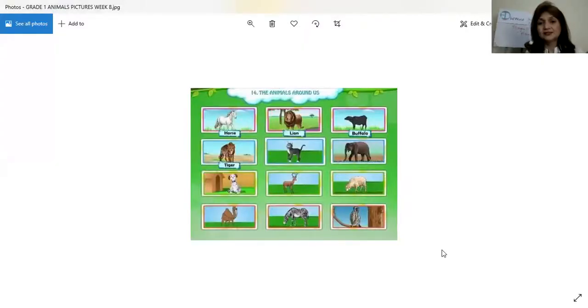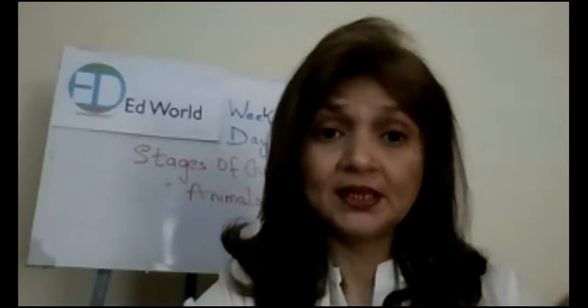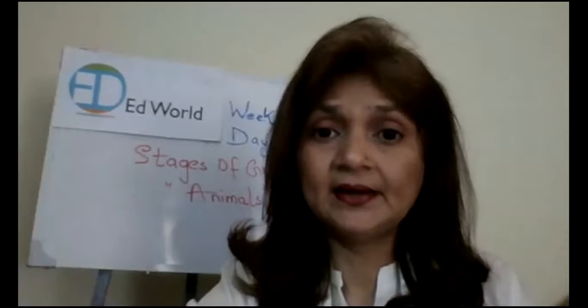These are different animals around us, right? Now the first picture is of a horse, then a lion, then a buffalo, tiger, a cat, elephant, dog, deer, sheep, camel, zebra, and monkey. These are the animals that are all around us, right? And these animals do have babies, right? So now we are going to see a picture of animals and their babies, right?